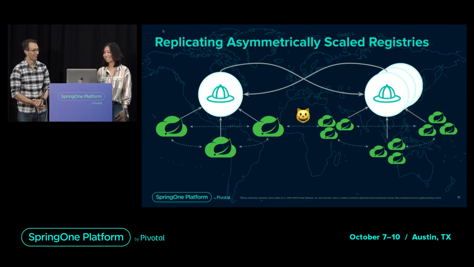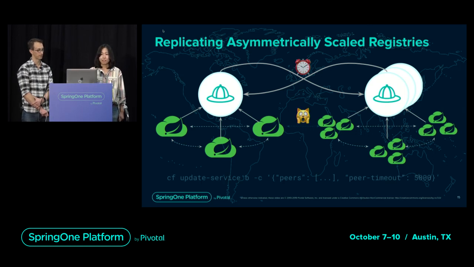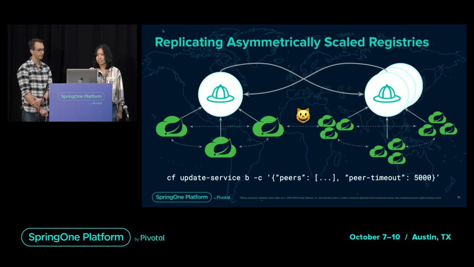Nice. Is there anything else that's new? Yeah. We heard from our customers that peer replication payload can get really big when there are lots of services registered. So sometimes the peer replication times out. But now in SCS 3, we've made it really easy to change the timeout value. You can change it by simply updating the service instance.